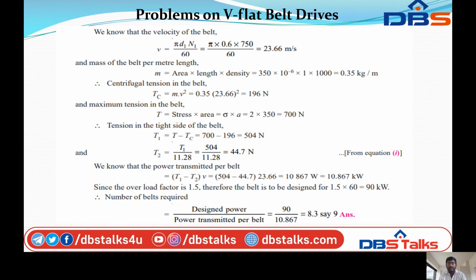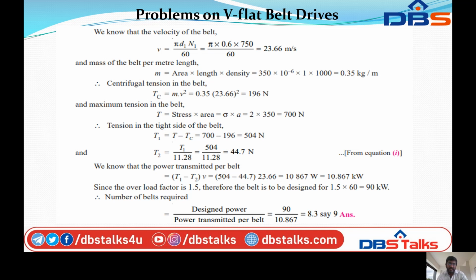Next, we can calculate the velocity of the belt. V is equal to pi d1 n1 by 60. Substituting the values, pi into d1 0.6 into n1 750 by 60, that is equal to 23.66 meter per second. And the mass of the belt per meter length: mass m is equal to area into length into density. Area is equal to 350 × 10 power minus 6, length is equal to 1 meter, density is equal to 1000, so m is equal to 0.35 kg per meter.